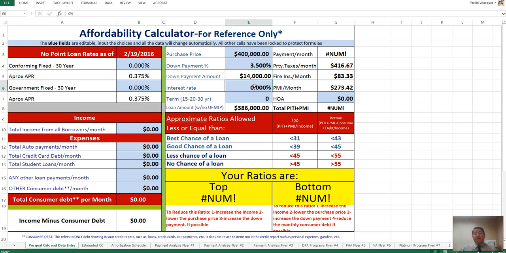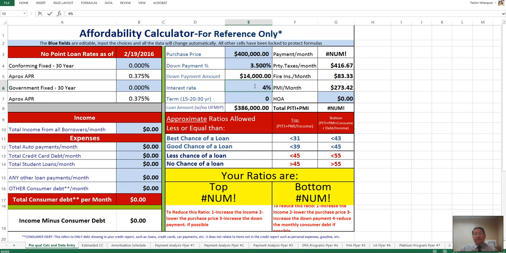Then the next part is interest rate. I don't know what the interest rate is going to be on the market when you receive this video, so you'll probably have to go and figure out what the interest rate is. You can just go online, go to Google and search what is the current interest rate for FHA 30-year fixed, for example, and you'll probably find something that tells you what the interest rate is. For today's example, I'm just going to use 4% just to round it off.